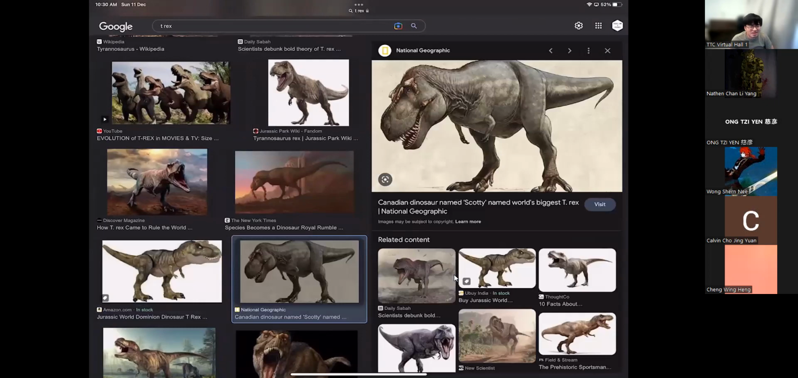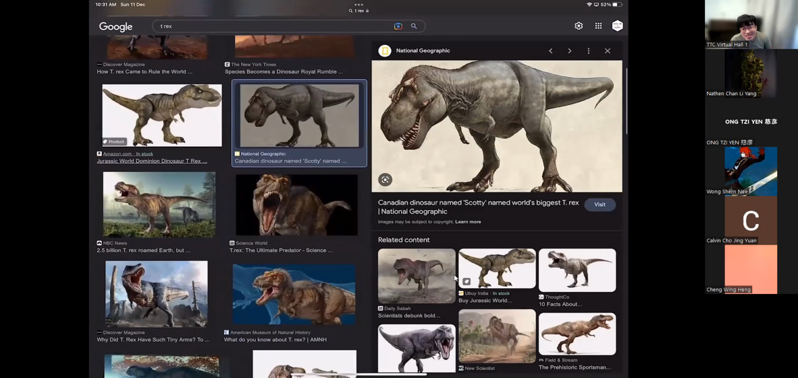So lame. Someone skipped arm day. Gotta do those curls, bro. No bicep, no tricep. You're scaring no one with the arm, bro. Anyway, T-Rex, in a more cutie way, we call it Rexy.